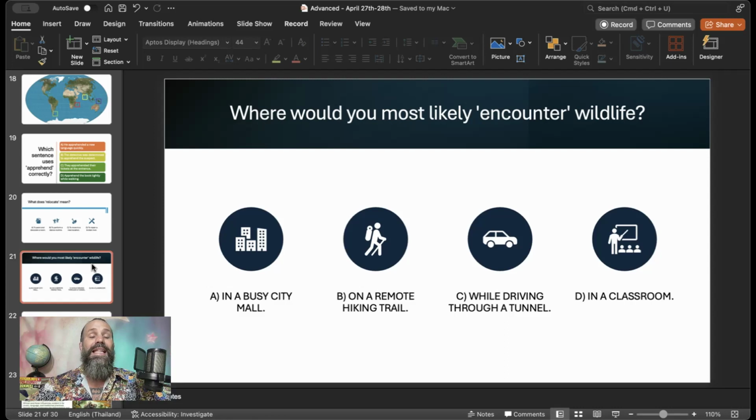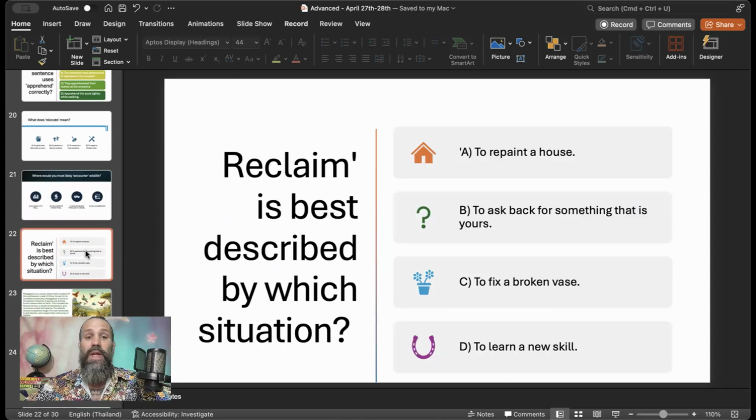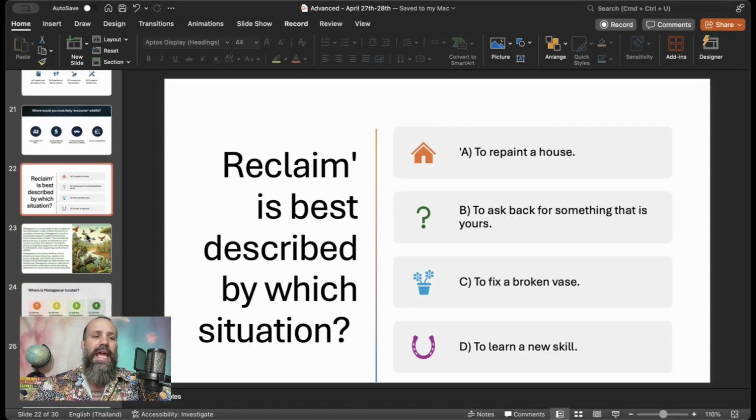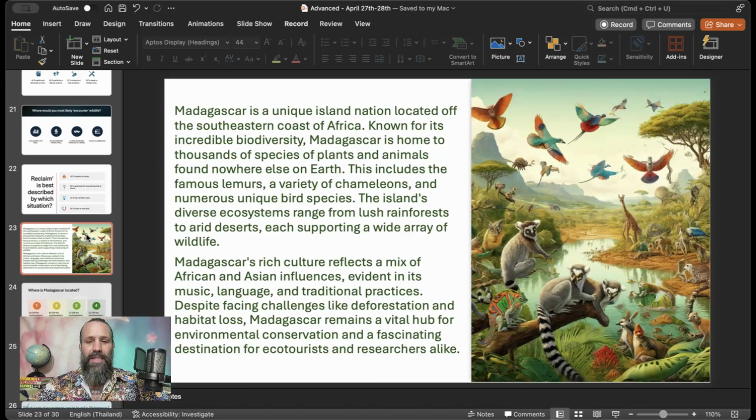Where would you most likely encounter wildlife? Certainly none of those. How about on a remote hiking trail? Reclaim is best described by which situation? To ask back for something that is yours? Sure. All right, now let's go ahead and read something about Madagascar.